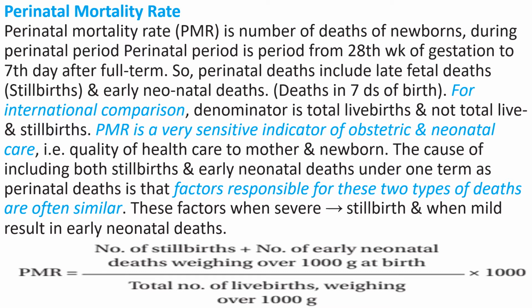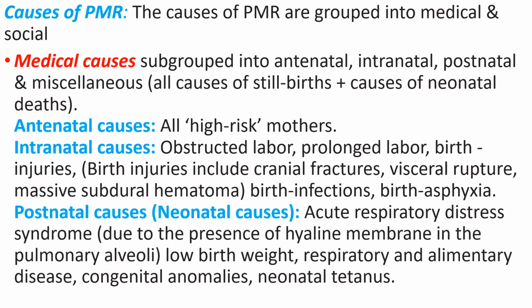So the formula for perinatal mortality rate is number of stillbirths and number of early neonatal deaths weighing over 1,000 grams at birth divided by total number of live births weighing over 1,000 grams multiplied by 1,000. Causes of perinatal mortality rate. The causes of perinatal mortality rate are grouped into medical and social. The medical causes are grouped into antenatal causes, intranatal causes, and postnatal causes.